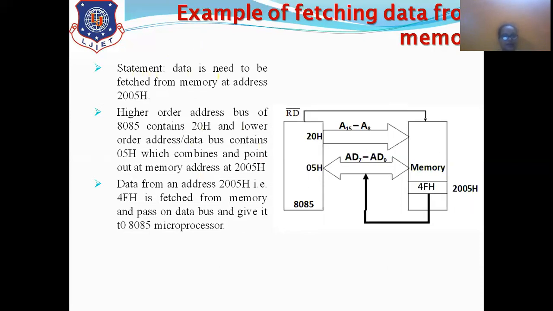So the statement is that the data needs to be fetched from the memory address 2005H, where the capital H represents that the address is in hexadecimal format. So it will have 16 bits.